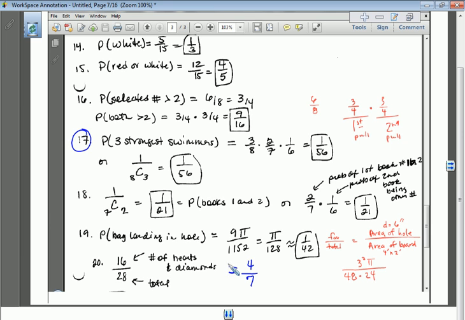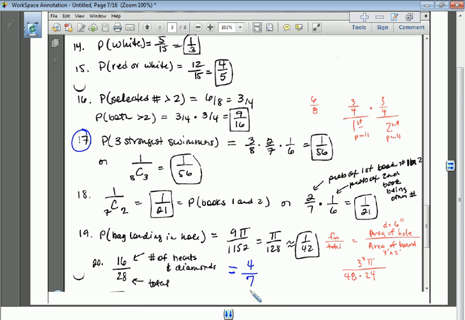Okay, so how many red cards did we choose? Well, hearts and diamonds are both red. So 8 plus 8 gives us the 16. Out of how many total times did we perform this experiment? How many trials were there? Well, we would add the 8 plus the 8 plus the 6 plus the 6. And so our total is the 28. So our experimental probability is 4/7.